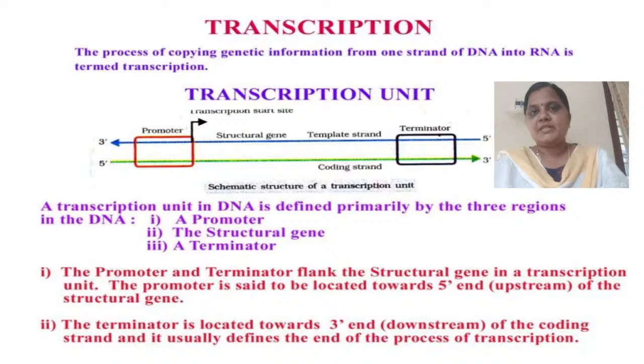See, promoter in the middle, structural gene the same in the diagram, and last one terminator. This terminator is located towards the 3' end, downstream on the coding strand, and it usually defines the end of the process of transcription. So the structural gene of the transcription unit can be monocistronic or polycistronic. Monocistronic are present mostly in eukaryotes, and polycistronic are present in bacteria or prokaryotes.